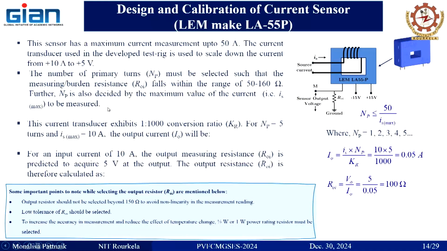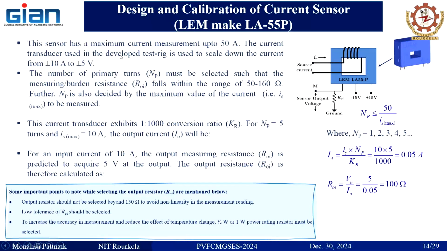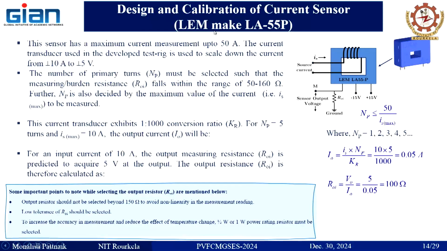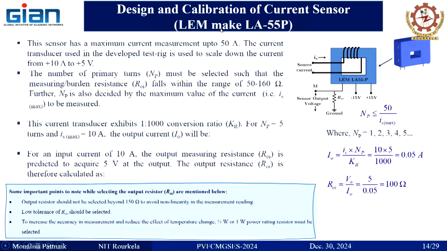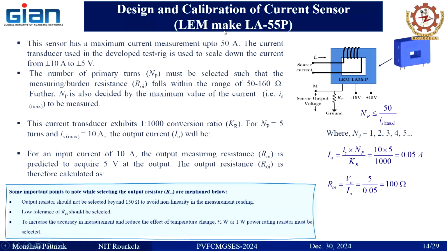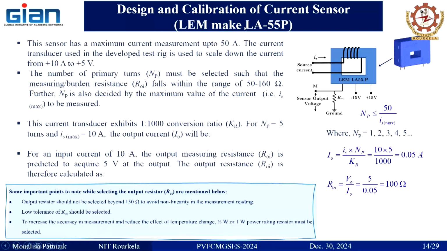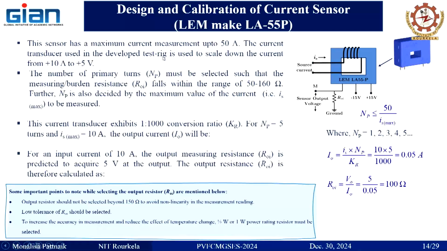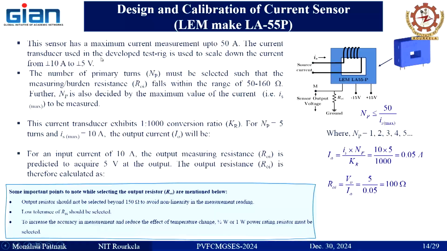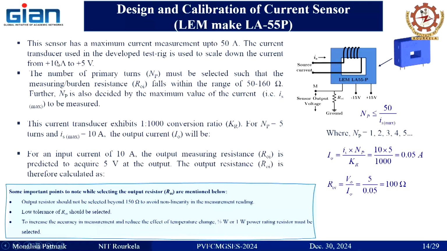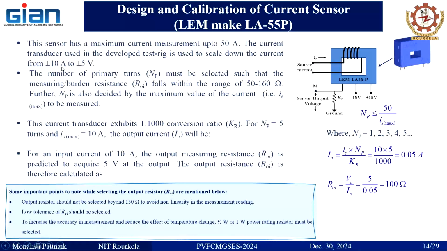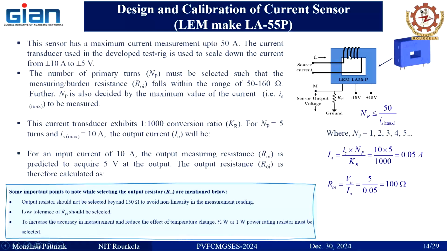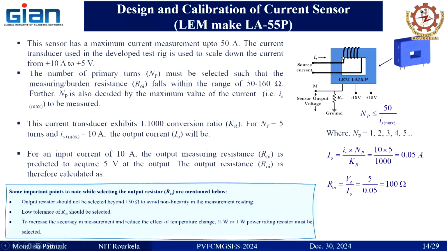Here for the measurement purpose, we are taking a current sensor and a voltage sensor. The product name of the current sensor is LEM LA55P, which has a maximum current measurement of up to 50 ampere, and here we are measuring a maximum current of only 10 ampere, and the 10 ampere is converted into plus or minus 5 volt, and as it is a current sensor, we need a turns ratio.